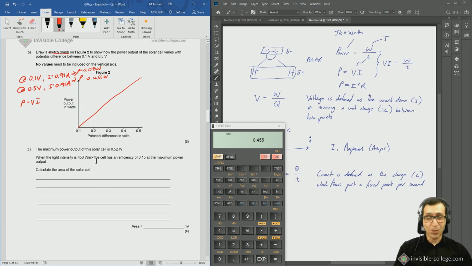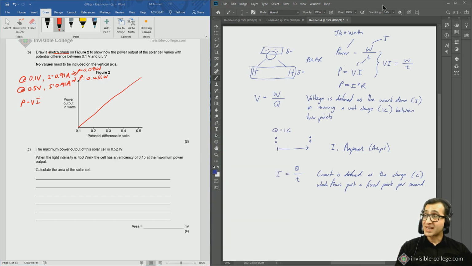This is about as tricky as questions are ever likely to get in your GCSE Physics exams. You're probably not going to get anything more tricky than this, in this topic at least. But if you can at least understand the explanation for this, you're in good shape. So let's have a look at how we do this. What we're being told here is that the cell has an efficiency of 0.15.